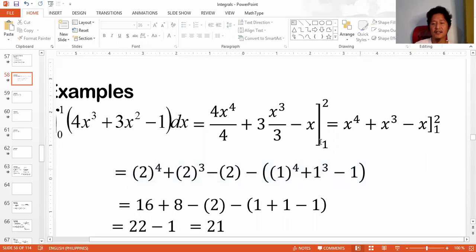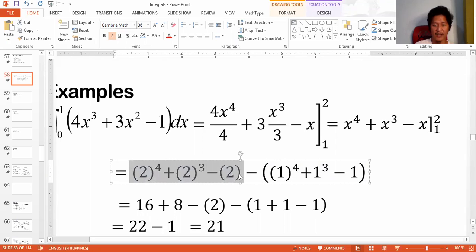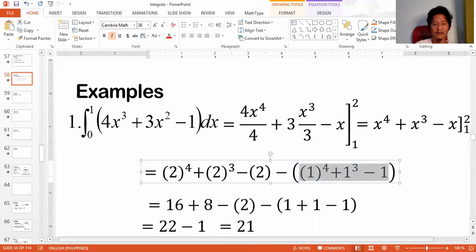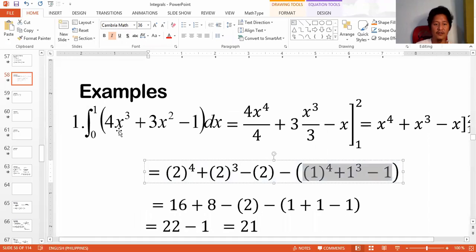Malinaw ba? And then, we just substitute the upper. Ito, ginawa natin when x is the upper value, which is the upper limit value, which is 2. And then when x is the lower limit value, which is 1. And we just simplify. So the definite integral now of 4x cubed plus 3x squared minus 1 from 0 to 1 will just be 21.